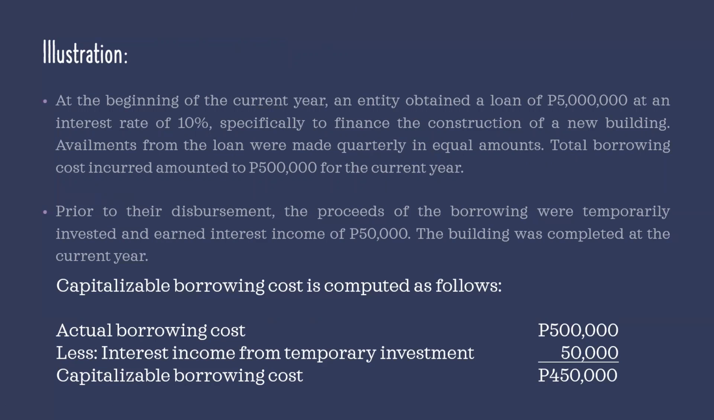So if you're asked to compute for the capitalizable borrowing cost, this is how you compute it. Your actual borrowing cost, which is 500,000, given na siya, will be reduced by the interest income from your temporary investment, so 50,000. Therefore, your capitalizable borrowing cost is 450,000. So ibig sabihin class, yung 450,000, yun yung amount na ating i-add doon sa cost of our constructed building in this case.